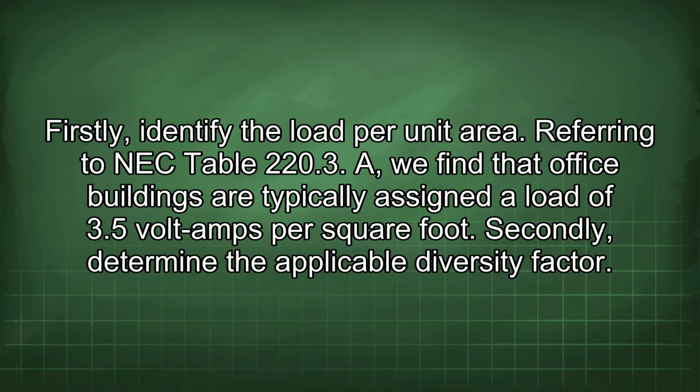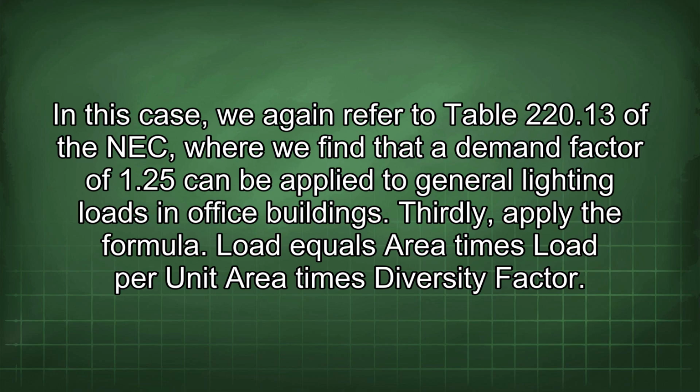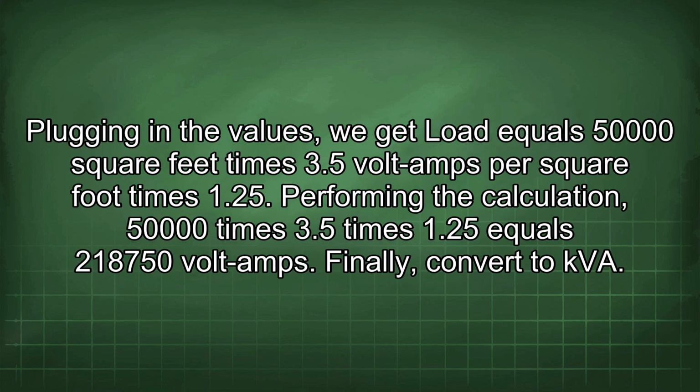Secondly, determine the applicable diversity factor. In this case, we again refer to Table 220.13 of the NEC, where we find that a demand factor of 1.25 can be applied to general lighting loads in office buildings. Thirdly, apply the formula. Load equals area times load per unit area times diversity factor. Plugging in the values, we get load equals 50,000 square feet times 3.5 volt amps per square foot times 1.25.